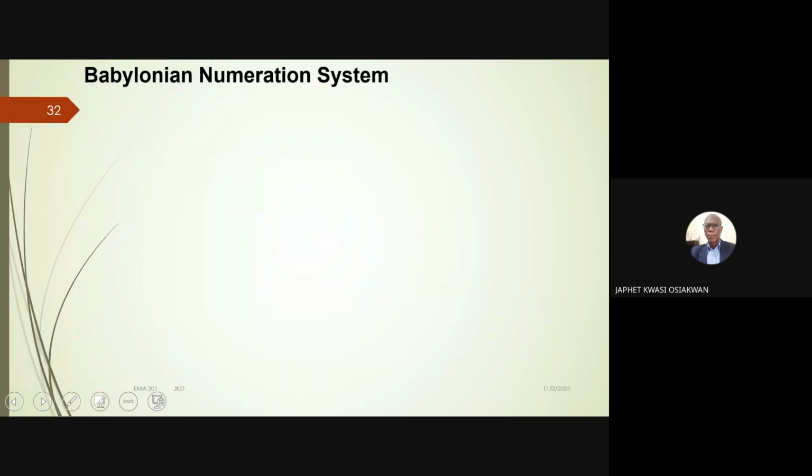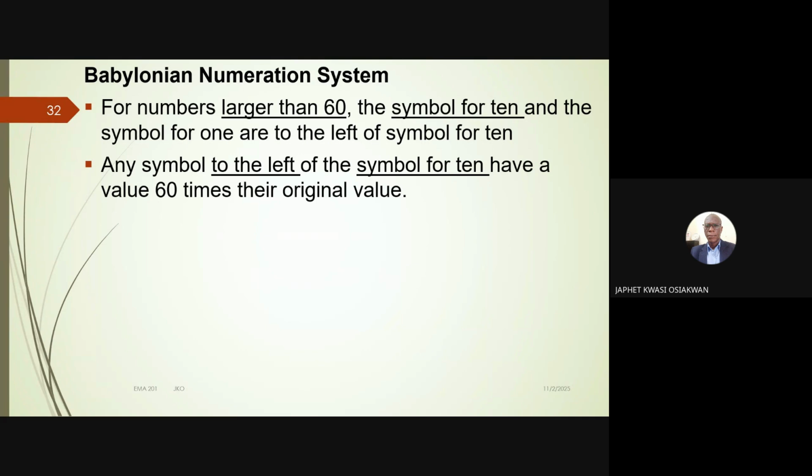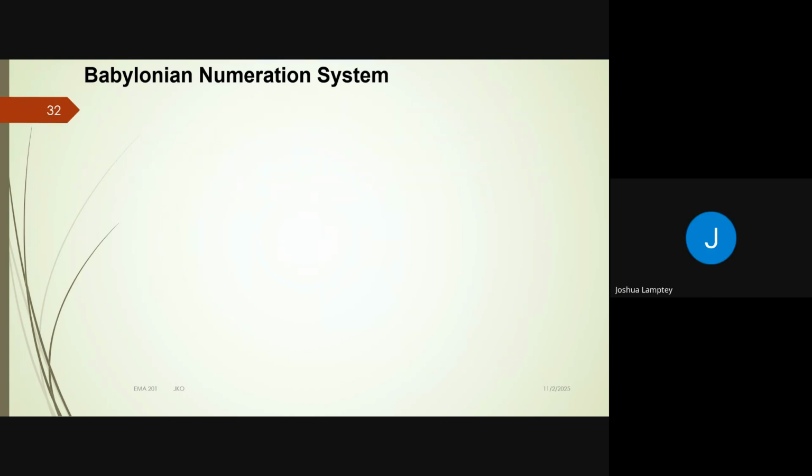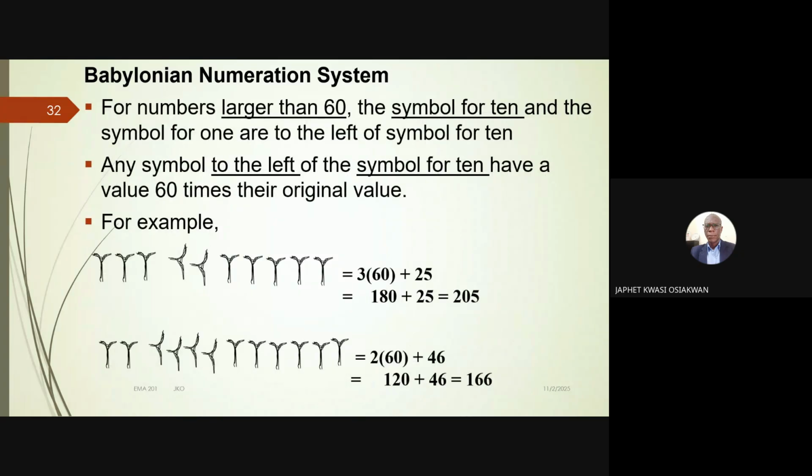So let's see the system. For numbers larger than 60, can you see my screen? Yes, sir. The symbol for 1 is to the left of the symbol for 10. The questions will start from here. Pay attention. Any symbol to the left of the symbol for 10 has a value 60 times its original value. Still pay attention. Are you listening to me? Yes, sir. So I'm going back again. I'm explaining. Try to pay attention.